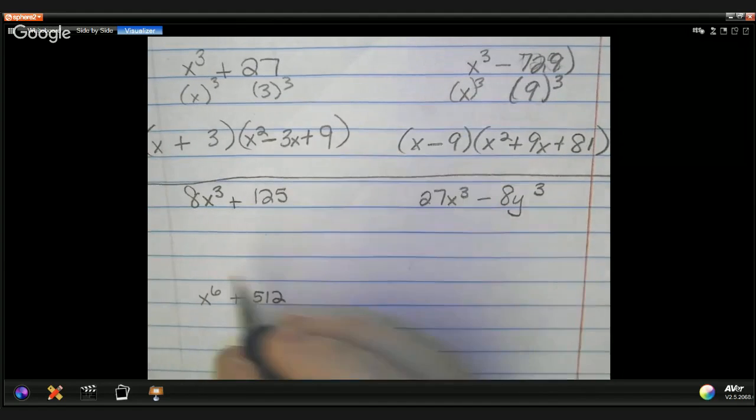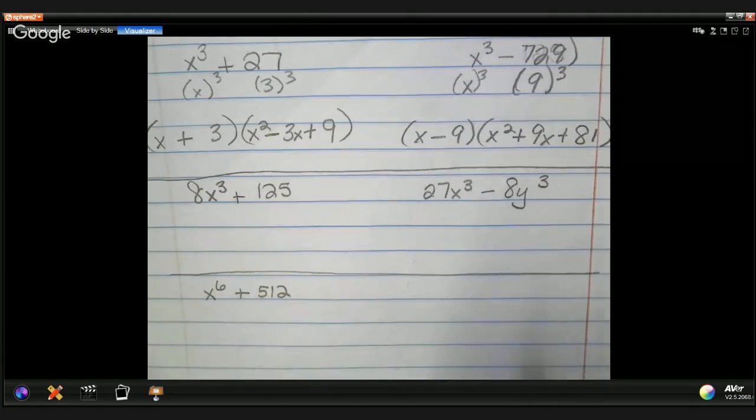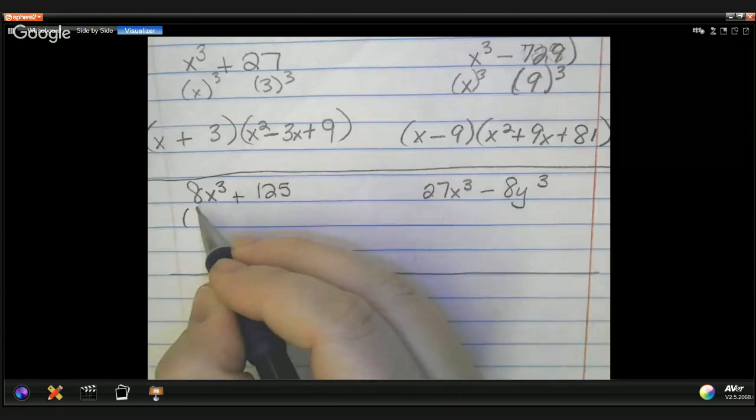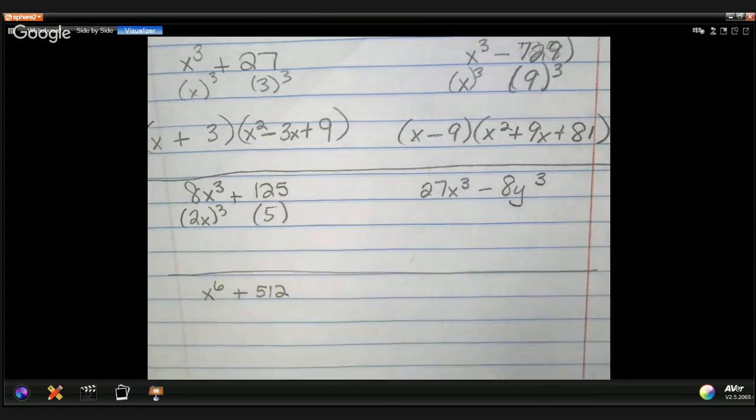Okay, so now we're going to have some that are a little different because I have numbers and variables. This first one, I have to think about, how did I get an 8? Well, that's a 2x. And this one, how do I get a 25? Well, that's a 5.